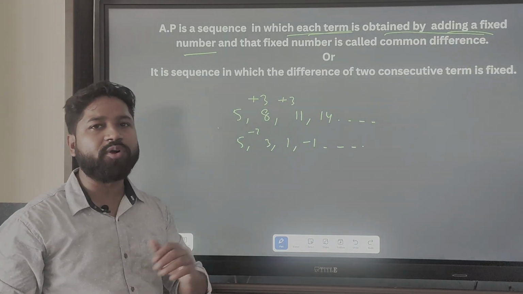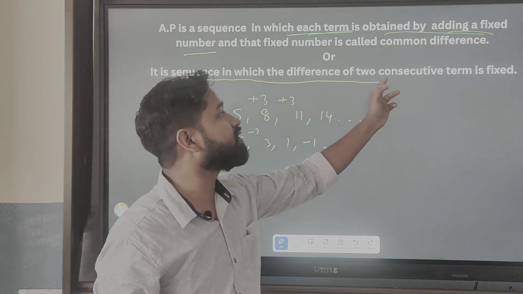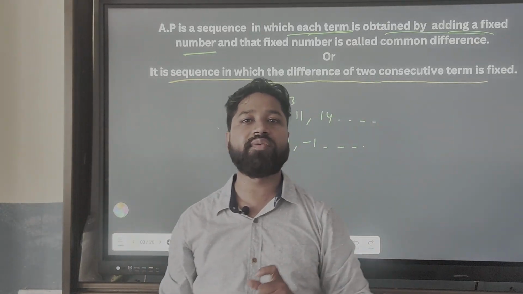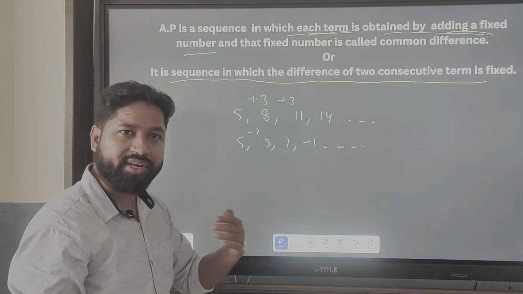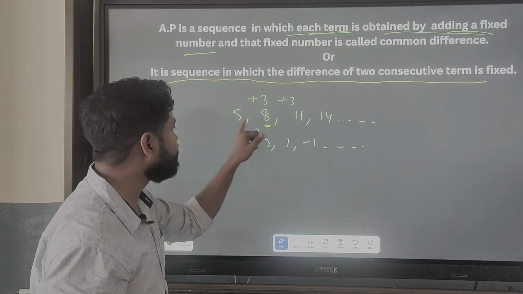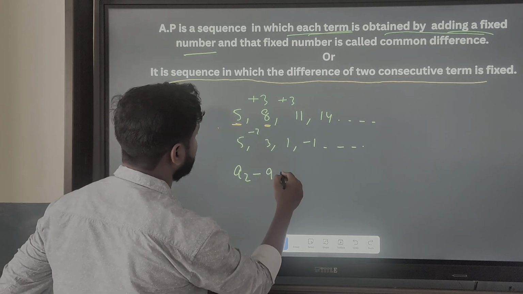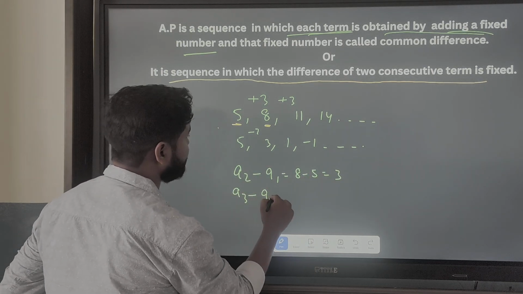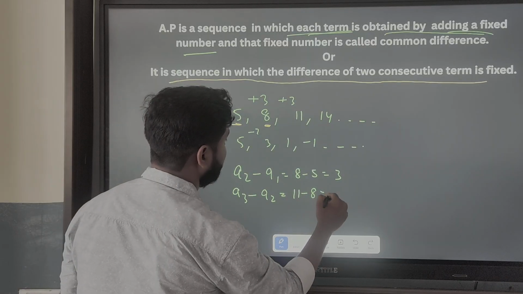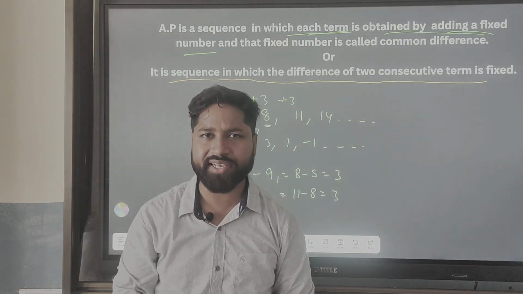so on. There is one more definition for AP: a sequence in which the difference of two consecutive numbers is always the same. What is the meaning of consecutive? Means lagatar, right? This is the second term, this is the first term. If I ask you second term minus first term, what will it be? 8 minus 5, that's 3. In the same manner, third term minus second term, that is 11 minus 8, again it is 3. You're getting that? So we have this idea in our mind. Okay sir, that is AP.